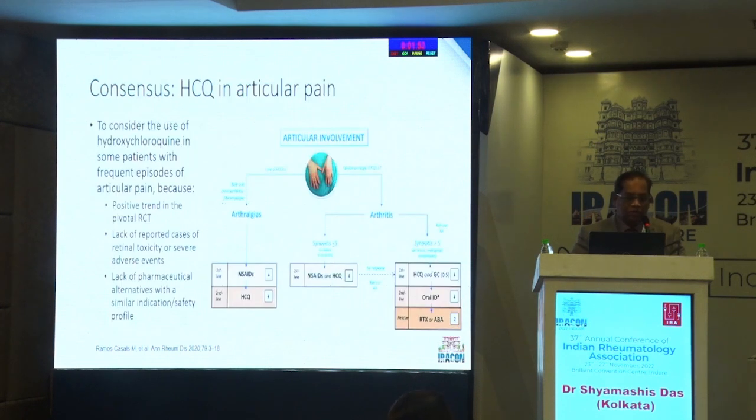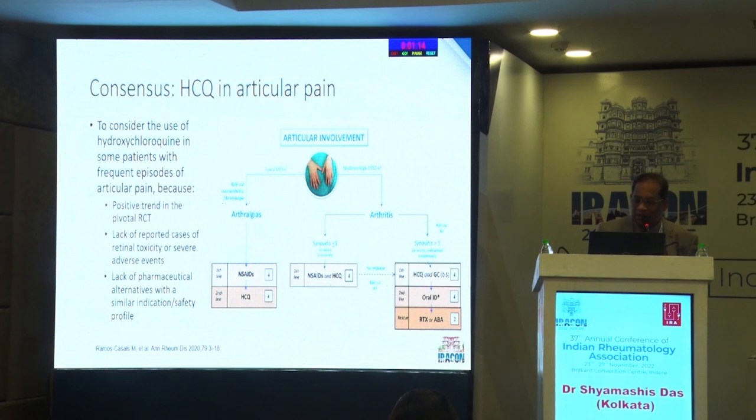Then about hydroxychloroquine, consider its use in some patients with frequent episodes of articular pain, because there is a positive trend in the pivotal RCT and a lack of reported cases of retinal toxicity or severe adverse events. We are comfortable with hydroxychloroquine, and with our experience, we can try it in patients with musculoskeletal symptoms, especially when joint involvement is less than 4 or 5. If it is more than 5, you can even try oral immunosuppressives like methotrexate.